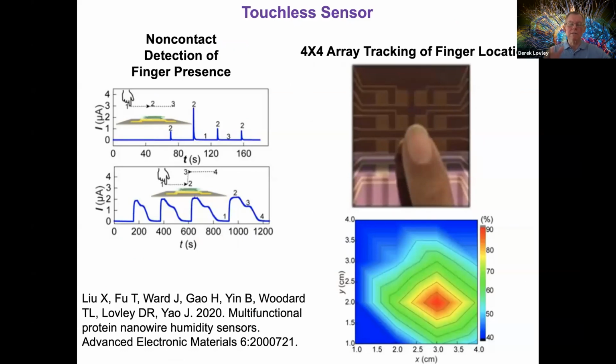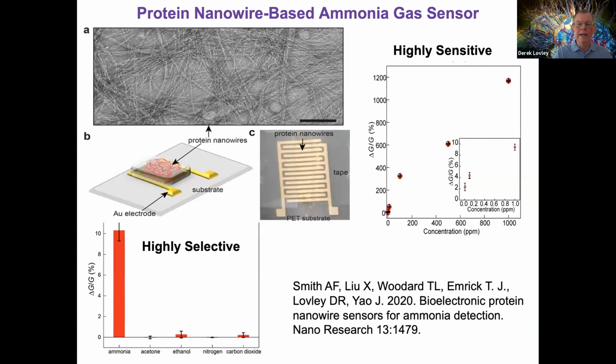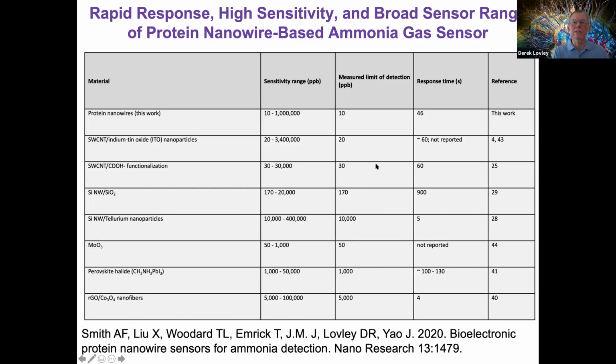I do like this humidity sensor, though, because it also, as we showed in this paper, can be used as a touchless sensor. And certainly nowadays, when none of us want to be touching anything, this might be useful technology. And the native wires also have some response to ammonia, and actually quite selective versus other volatile compounds. And yeah, this is just the comparison. So the response time and detection limit are actually quite good for the native wires.